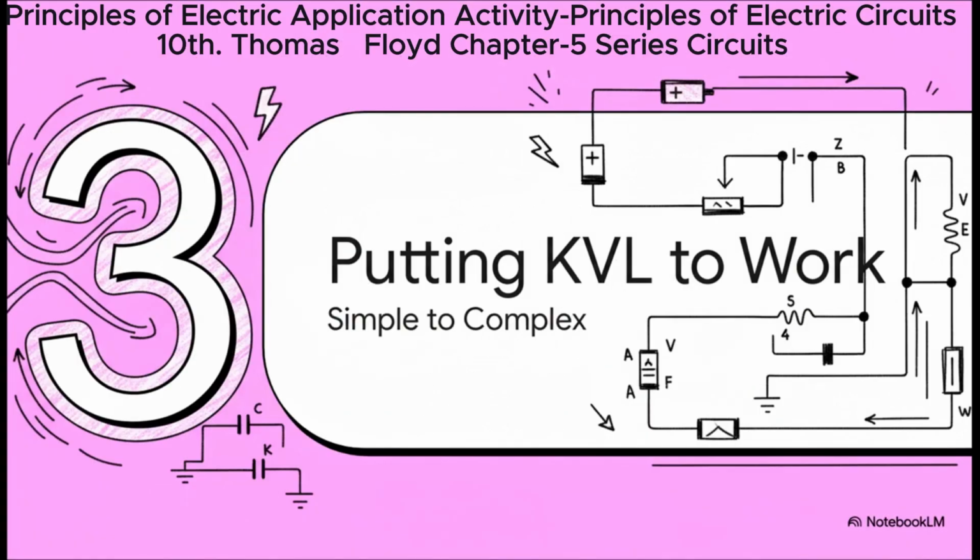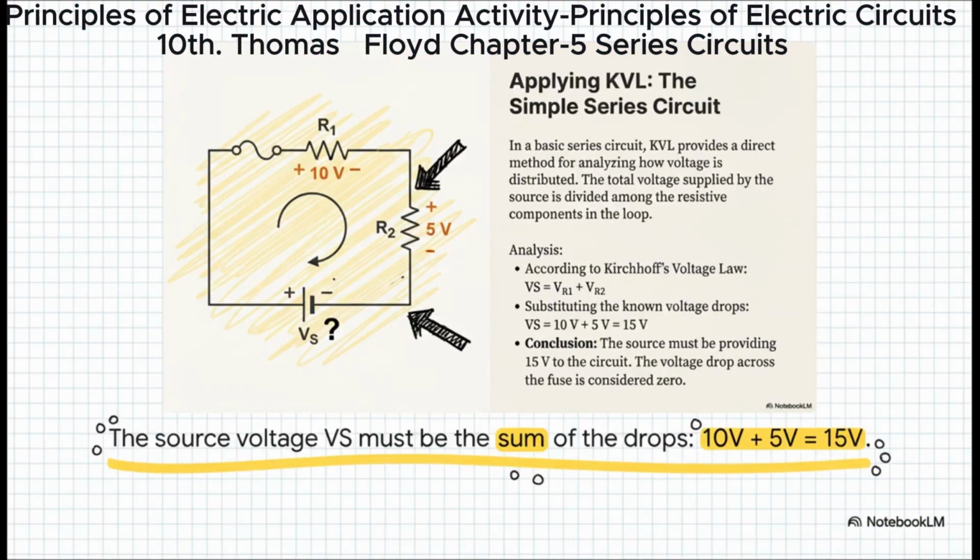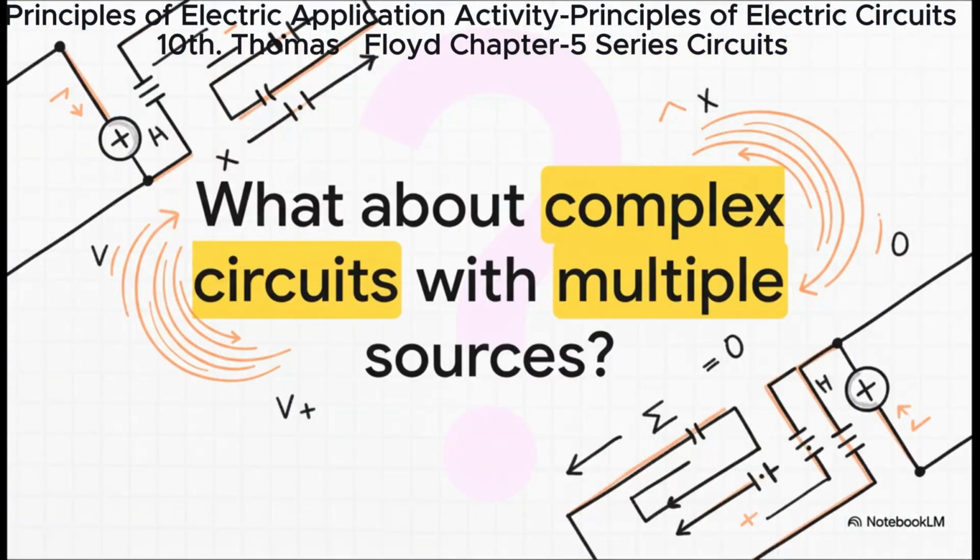Okay, so enough with the theory. Let's see how we can actually put this law to work. Let's start with a nice, simple circuit. Using that first form of KVL, we know that whatever the battery is supplying has to be used up by the components. So we've got a 10-volt drop here and a 5-volt drop there. You just add them up. Our source voltage has to be 15 volts. See? Simple and direct.